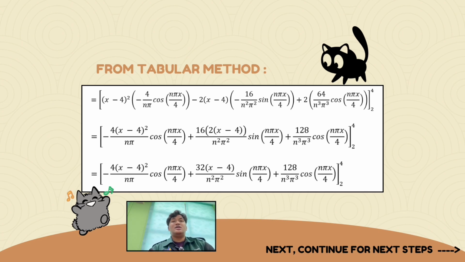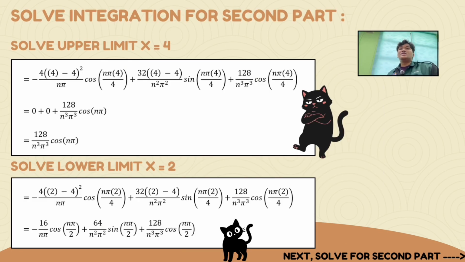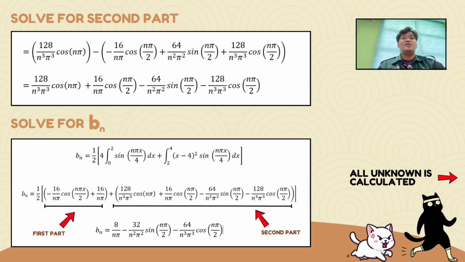From the tabular method, we got this. So next, let's continue to the next step, which is to solve the integration. To solve the integration for the second part, first we solve for the upper limit x equal to 4. Next, solve the lower limit x equal to 2. Next, let's solve for the second part.